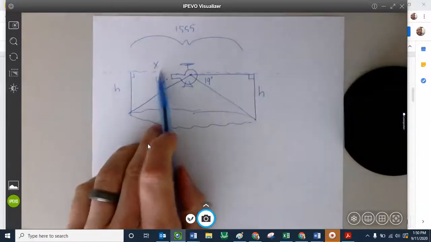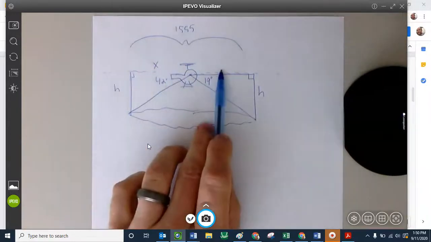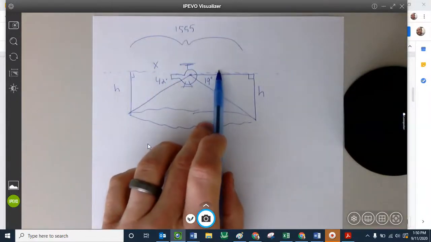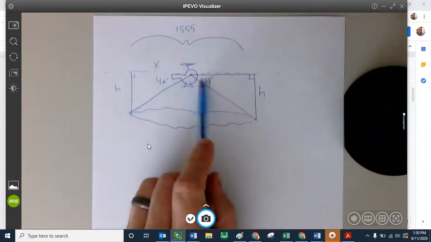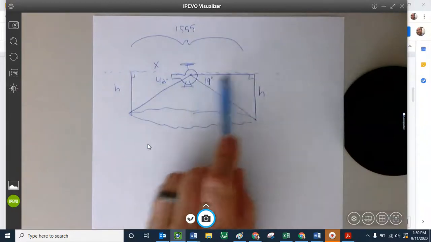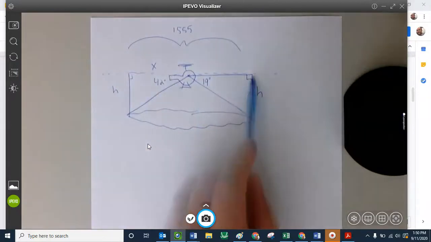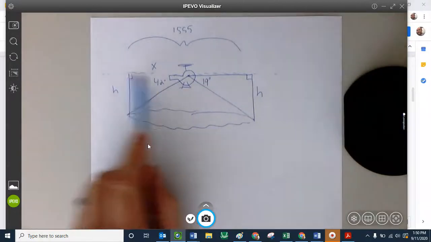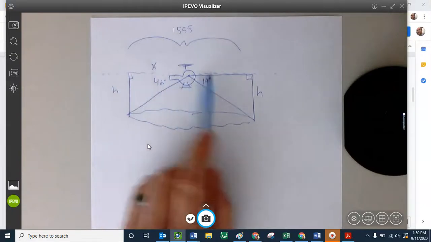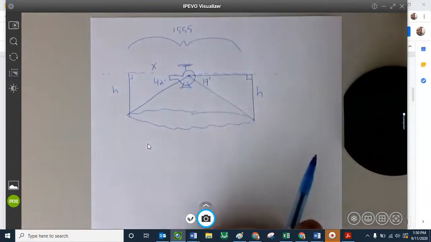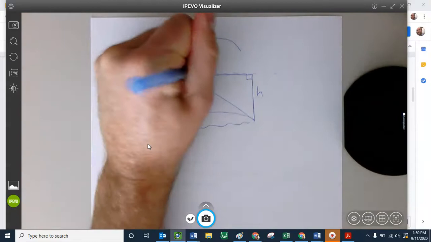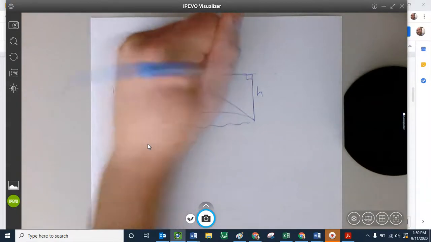And if the other one's x, a lot of us want to say, well, then this one has to be y. But we don't want to introduce a new variable. We want to use x as part of our description for this side of the triangle. If I know all the way across is 1,555, and I know this piece is x, then this piece will just be the difference between those two. It's just going to be 1,555 minus x.